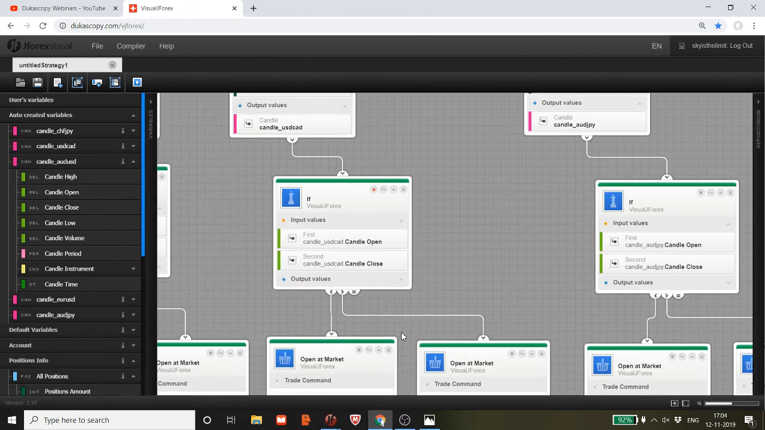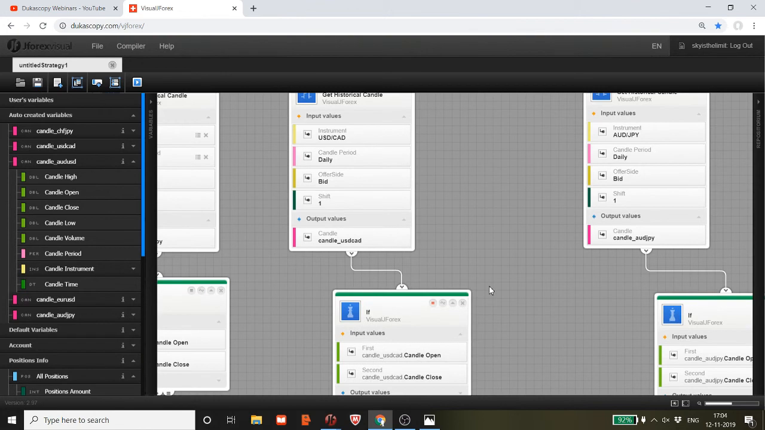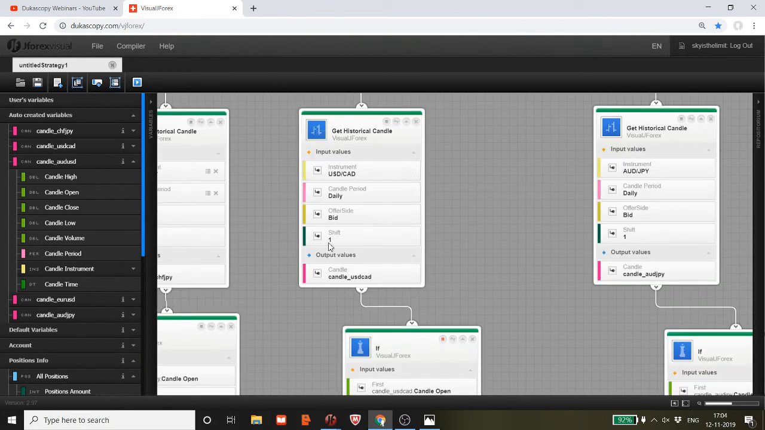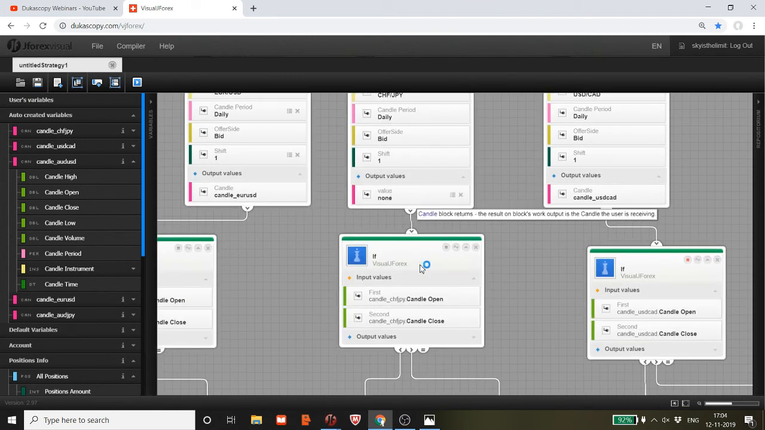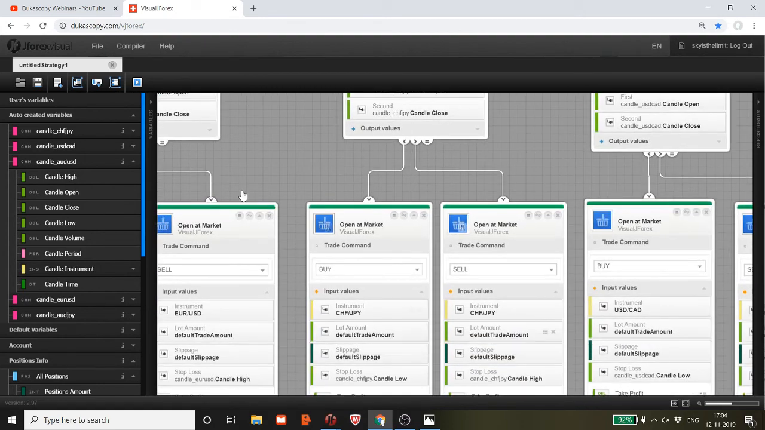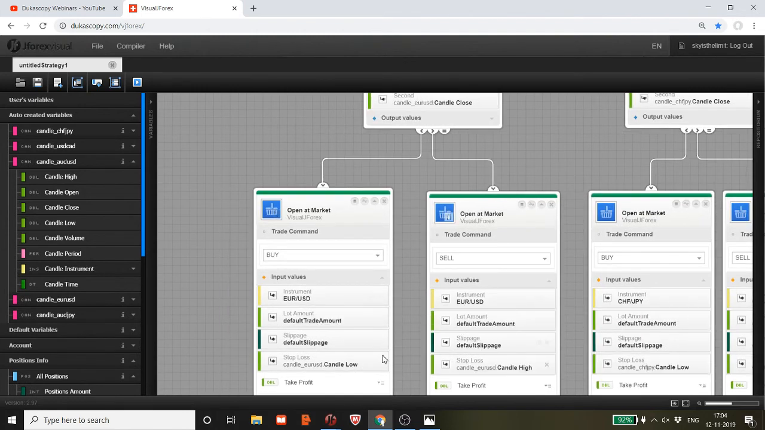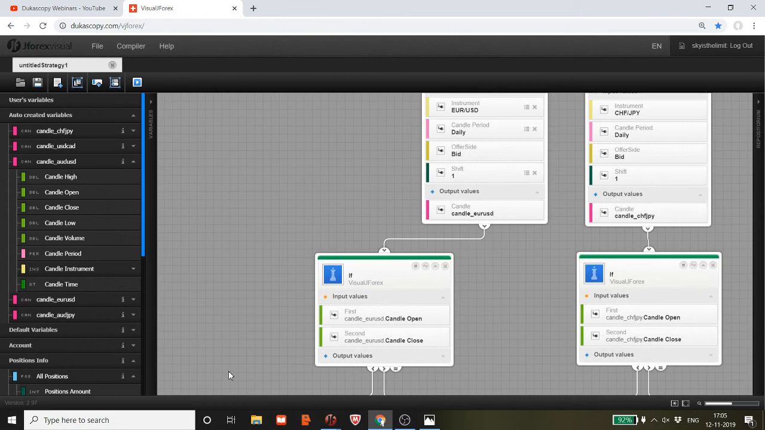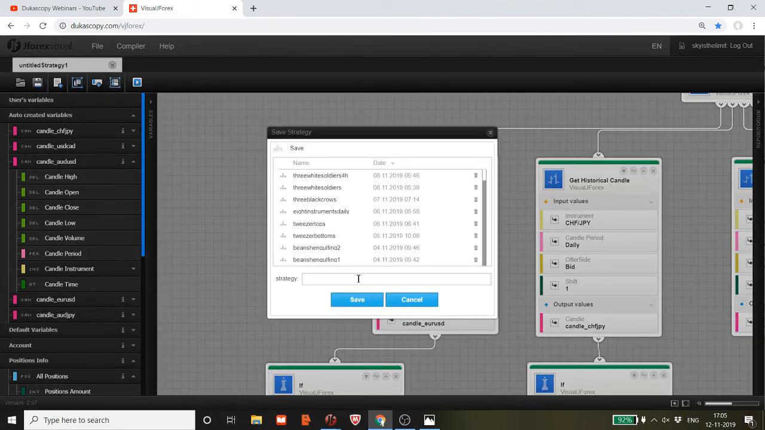Here USD CAD, candle USD CAD open, USD CAD close, candle USD CAD and instrument USD CAD. CHF JPY daily, then candle CHF JPY and instrument CHF JPY. Here Euro USD and candle Euro USD. So save it. Five instruments.